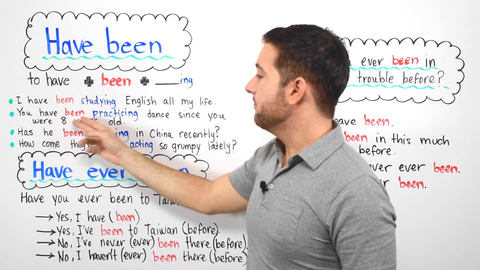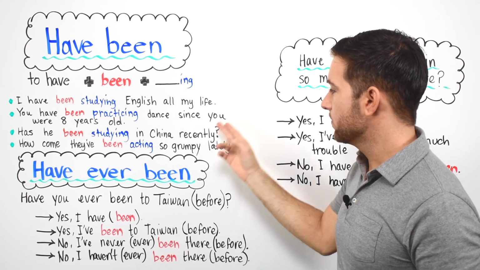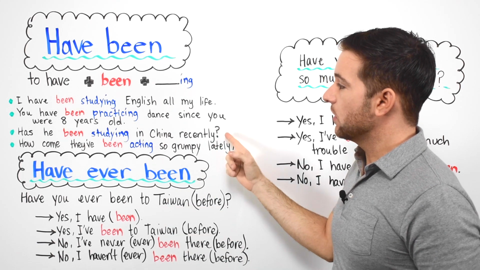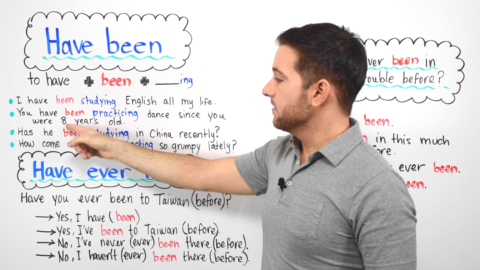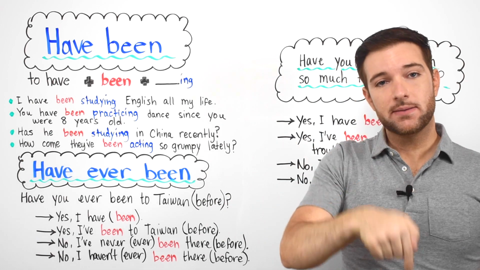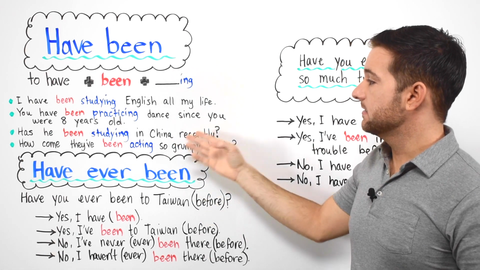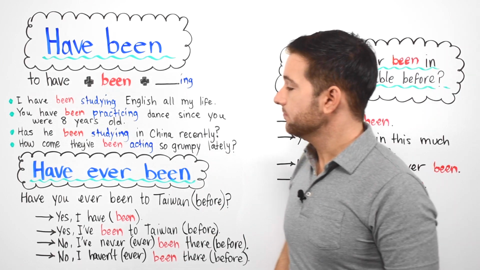Next, you have been practicing dance since you were 8 years old. Okay, so this person right here started practicing dance when they were 8 years old, and they have been continuing to practice dance all the way up to now. So you can say, you have been practicing dance since you were 8 years old.